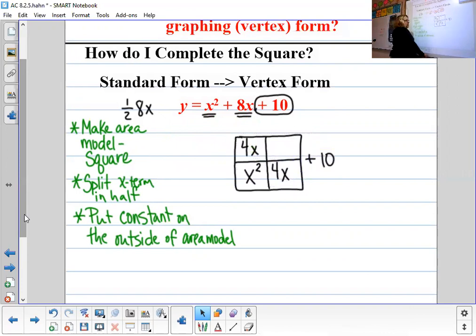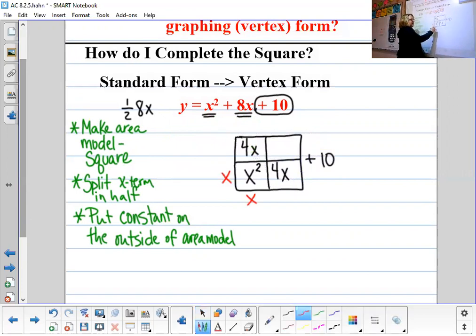Okay, so this means that I've got an x and an x to multiply to x squared. If this is 4x and 4x, then these are going to be 4 and 4. So now my next step is going to be to complete the square. What would have to go into this spot to complete this square, to fill in that hole? 16. So I'm going to do 16, but then I have to balance it out because I can't add 16 to my equation without my equation changing. But if I add 16 and then subtract 16, I'm really just adding 0. So I'm going to subtract 16 on the outside. Okay, so that's your next step.